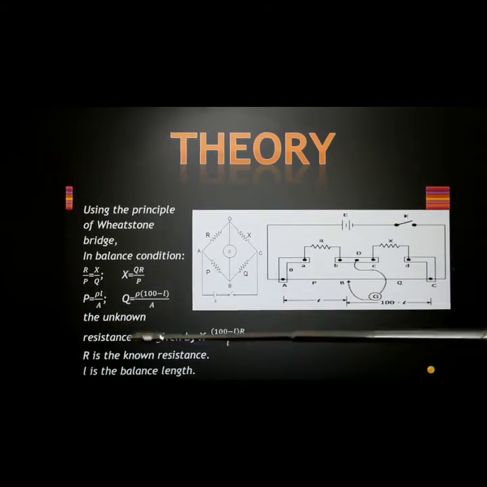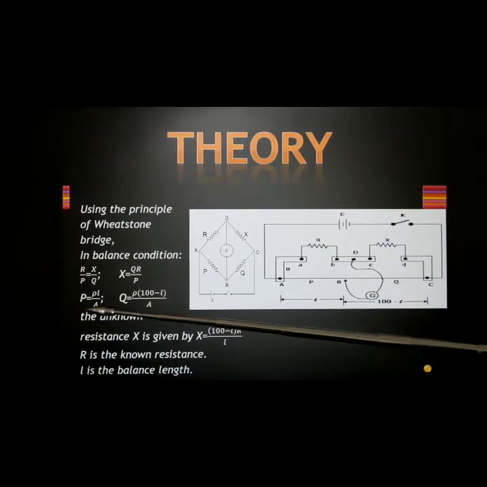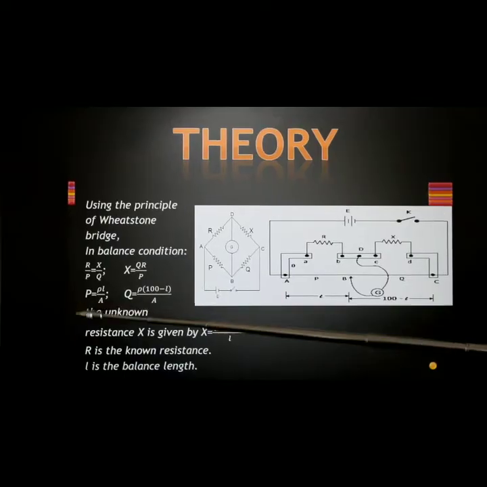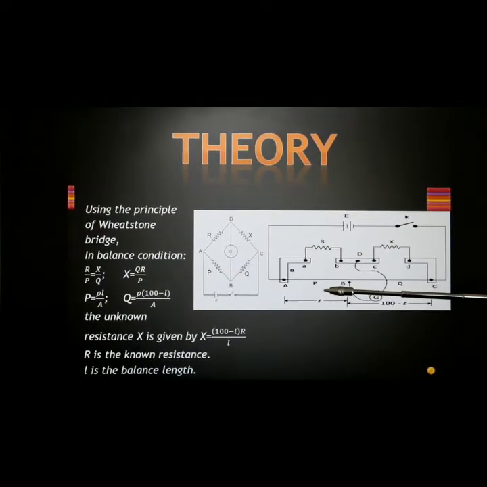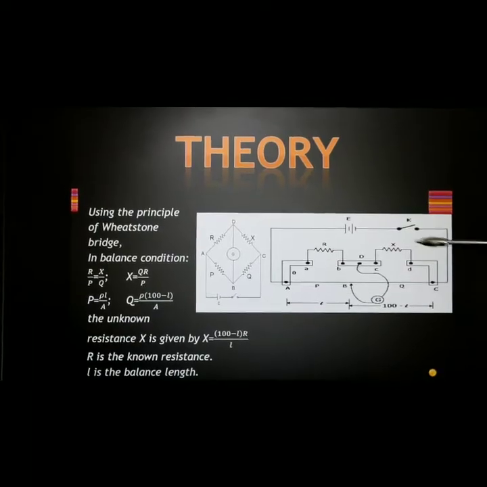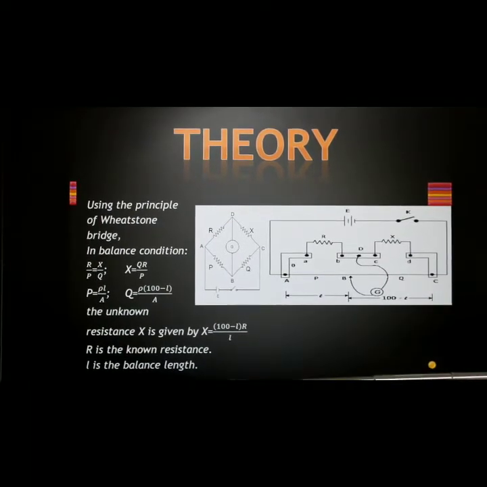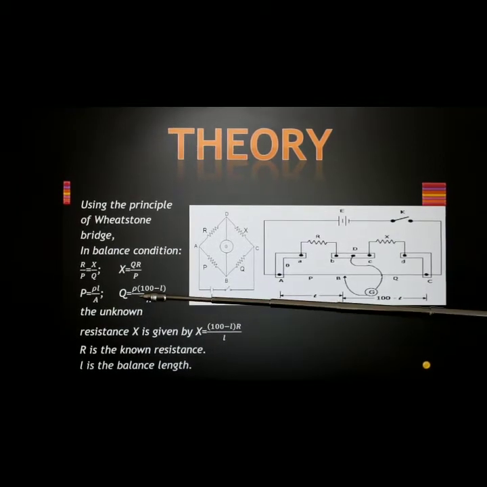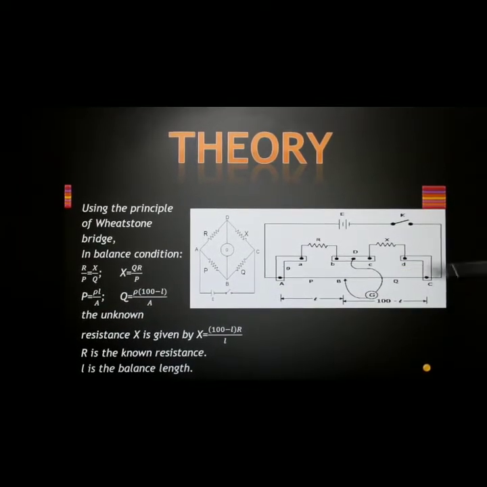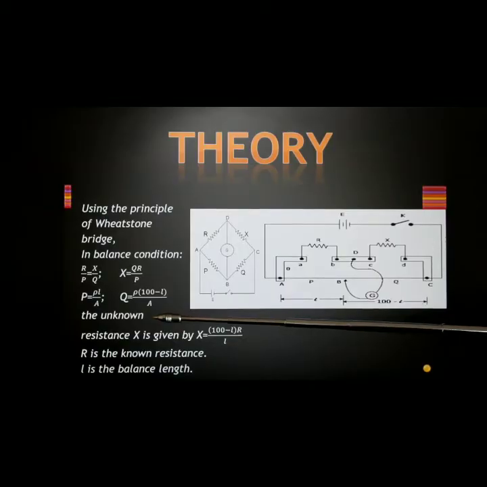So P, we know the formula: any resistor is equal to rho L over A. So P is equal to rho L over A. Rho is the resistivity of the manganese wire. We are using the manganese wire as the meter bridge wire. And Q will be equal to rho times the length of Q, which is 100 minus L, over A.